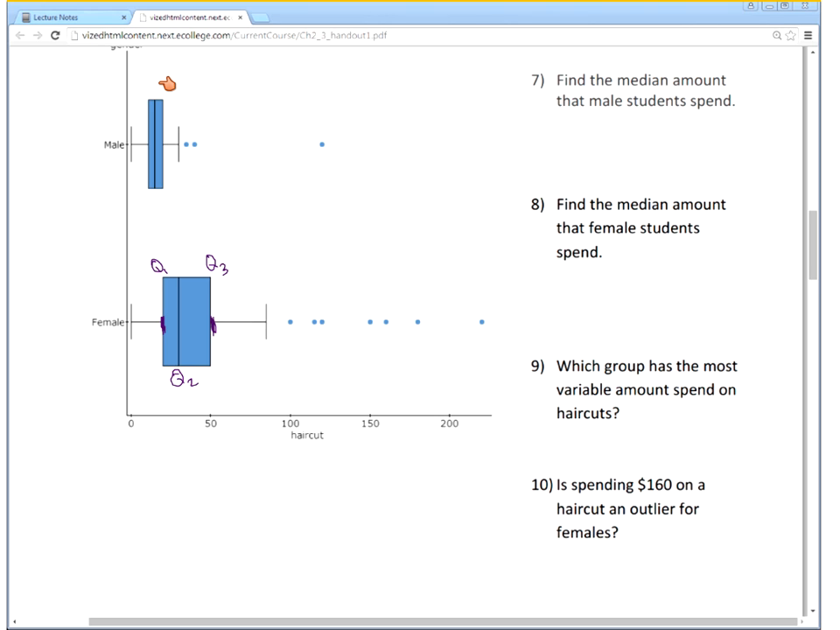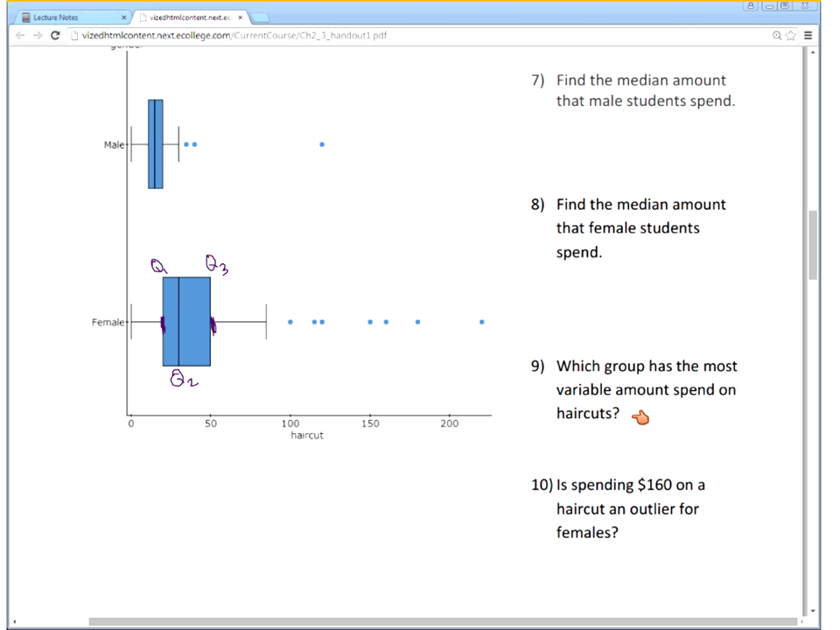So the IQR for males is much smaller than the IQR for females, because when you find the distance between the third and the first quartile, that distance for females is much larger than the distance for males. So the IQR is much smaller here because the distance is much smaller. The IQR is larger for females because the distance between the third and the first quartile is much larger.